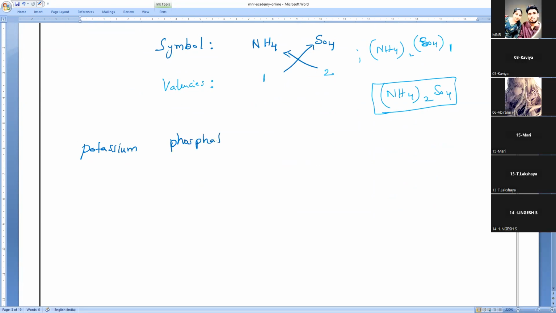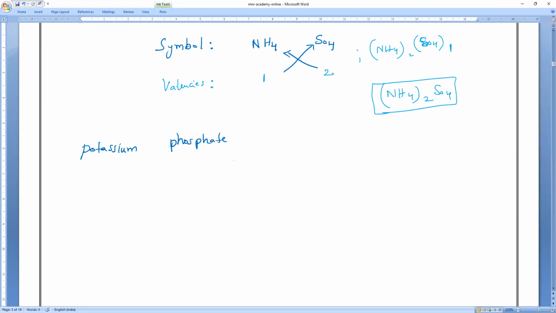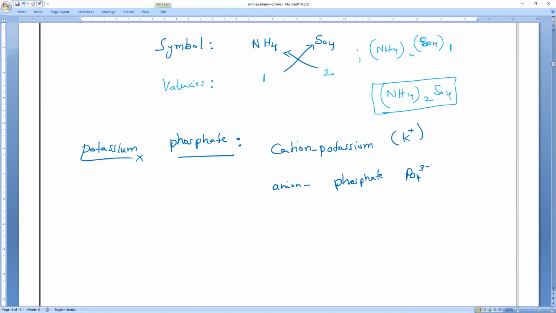Next, potassium phosphate. Anybody can tell? Cation, please. Check your notebook and tell me. What is the cation? Potassium, K plus. And phosphate is the anion. What is the valency of phosphate? Check your notebook. PO4 3 minus. Very good.